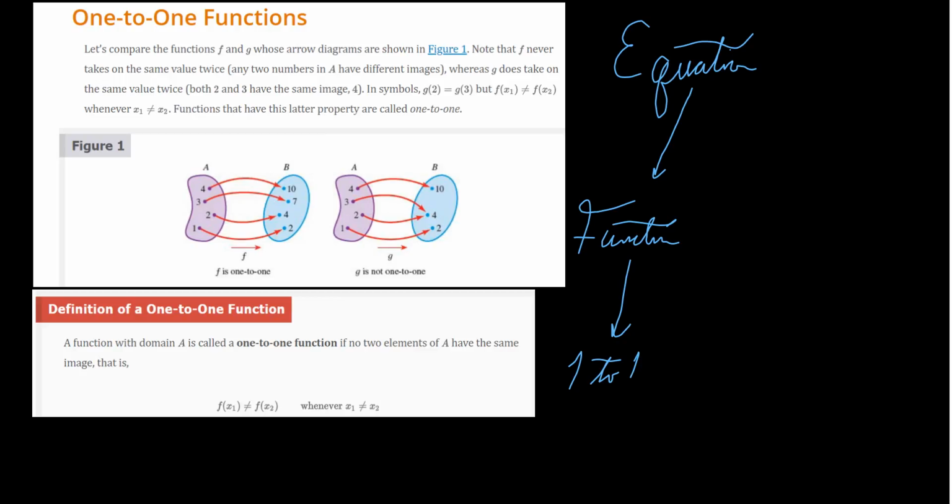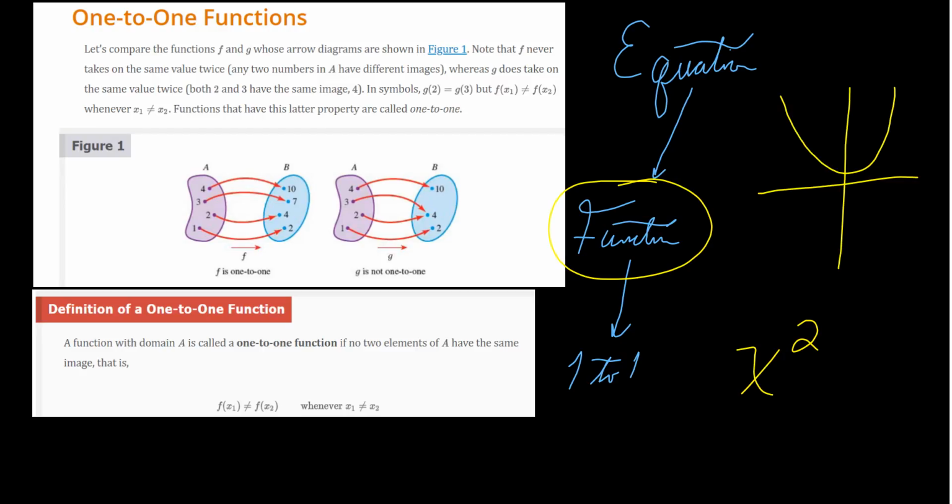A function with domain A is called a one-to-one function if no two elements of A have the same image. That is, if x1 is not equal to x2, then f of x1 is not equal to f of x2. So let's think about that. Again, I said x squared is a function. It passes the vertical line test, but it is not one-to-one, because if I were to graph this, this is saying f of x1 is not equal to f of x2.